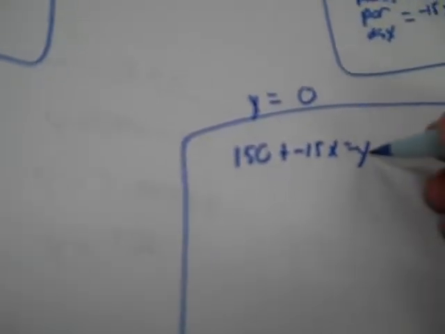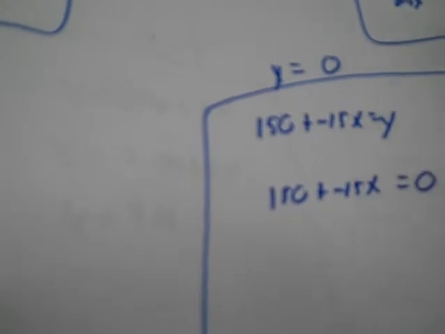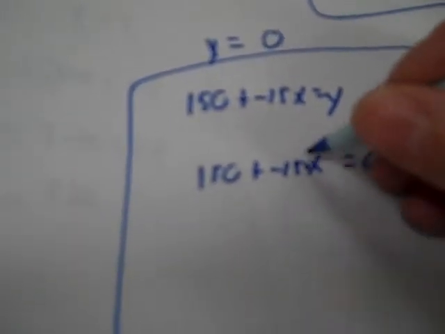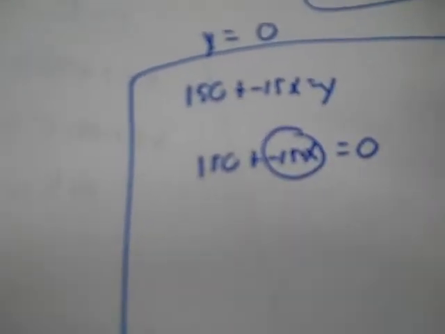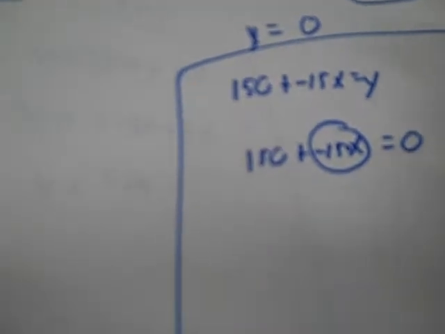So you're going to replace the y this time. Now you're going to keep the x. So 150 plus negative 15x equals 0. Now I solve for x. X is being multiplied by negative 15, okay? That's a different procedure than when you solve for y like on the last problem.